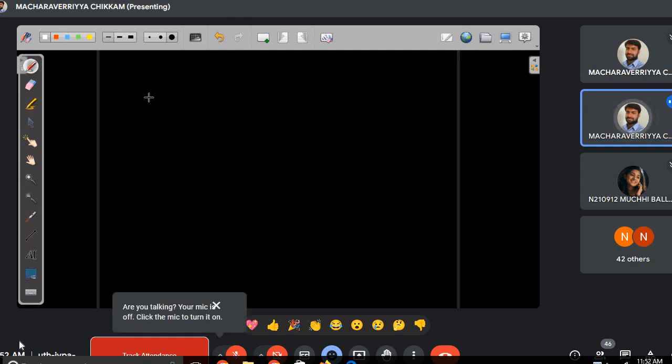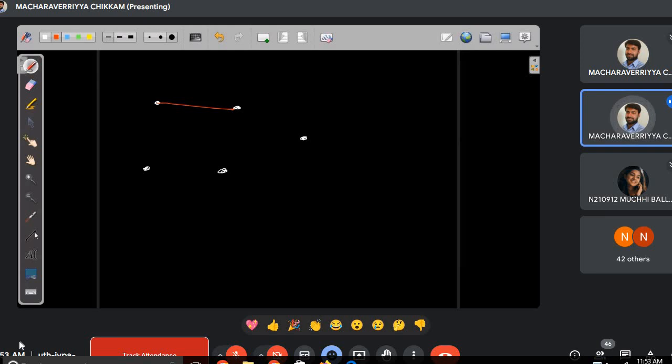So in this class, let us discuss Euler circuits and similarly Hamiltonian circuits. Initially, let us put this question. Let's say you have a graph with some number of vertices and some number of edges.